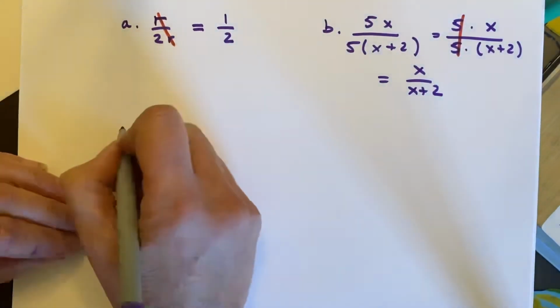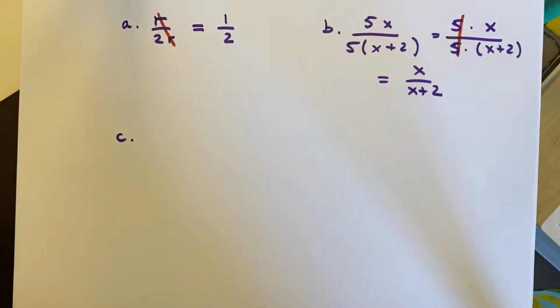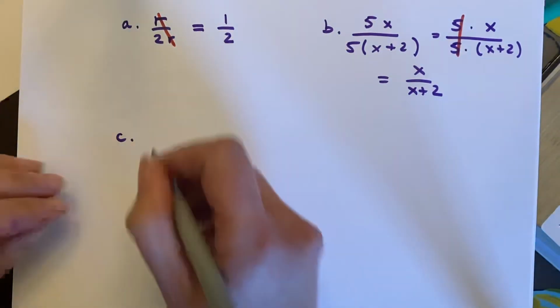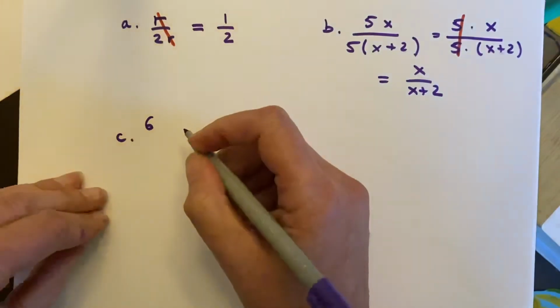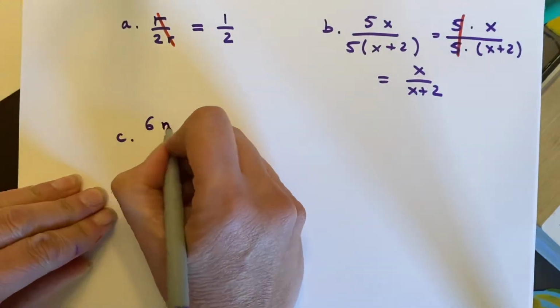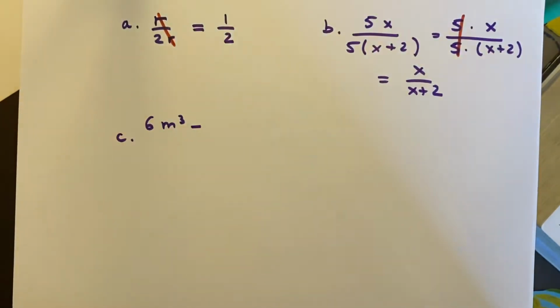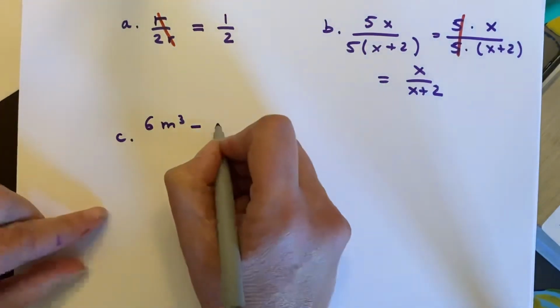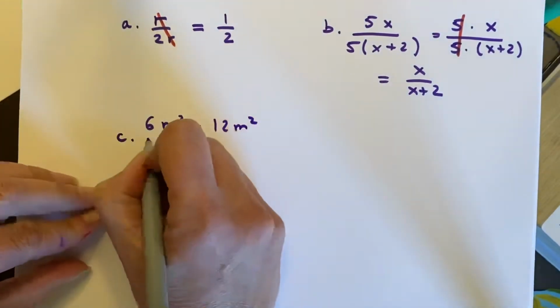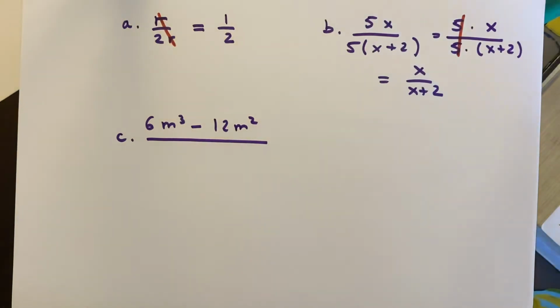Let's get slightly more complex, as we were doing before in the intro. Here we're going to have 6m cubed minus 12m squared divided by 18m squared.